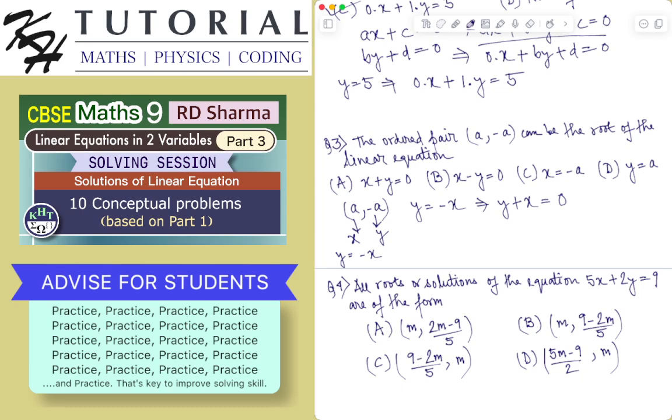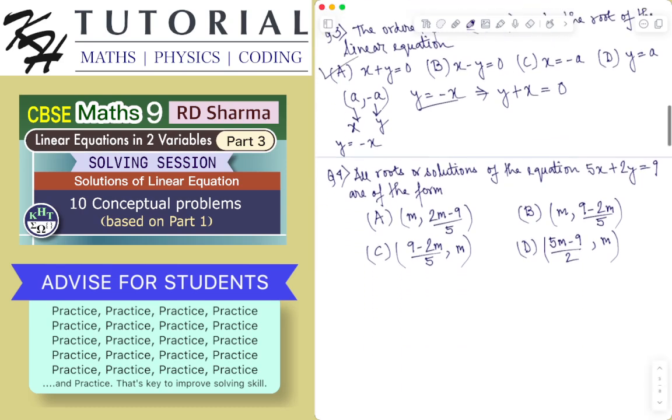Otherwise, just seeing the pattern of the x values and y values of the ordered pair, I can see that the y value, minus a, is negative of a. That is, the y value of the ordered pair is equal to negative of the x value of the ordered pair. So in that sense, I can say y equals to minus x. And if you simplify this equation, you will have y plus x equals to 0. So A is the correct choice. Let's see the next problem.